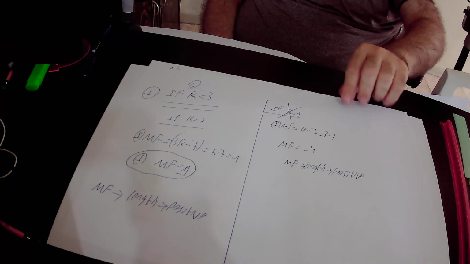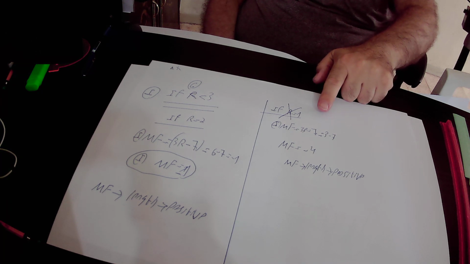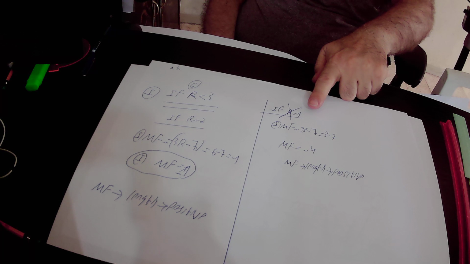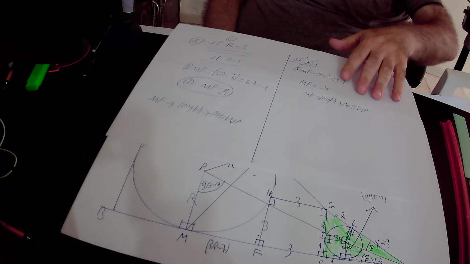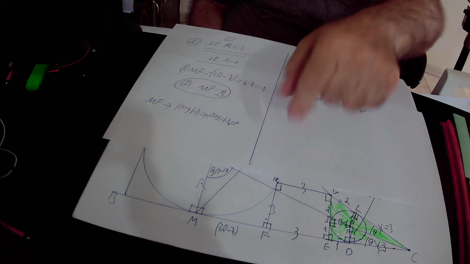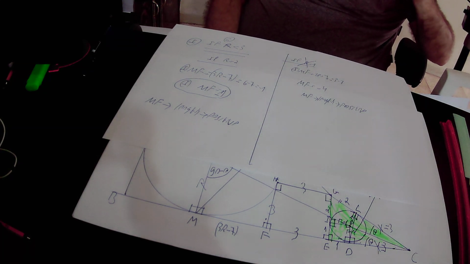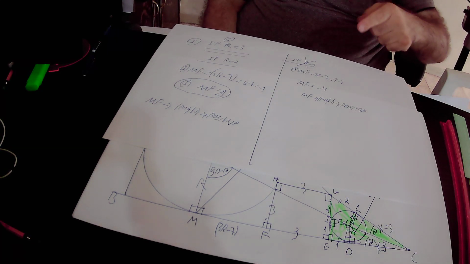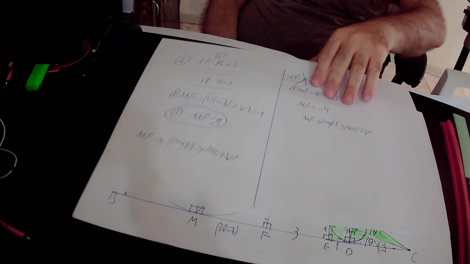And the second option is that R equals 1. If R equals 1, then we put the value of 1 inside the equation MF equals 3R minus 7. 3R is 3, and 3 minus 7 is minus 4. So again MF is a negative number, and because MF is a length, it must be positive. Therefore, MF can never be equal to minus 4. We cancel this possibility. So in conclusion, R cannot be less than 3 units.